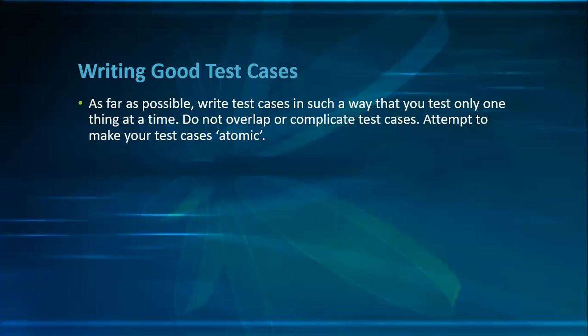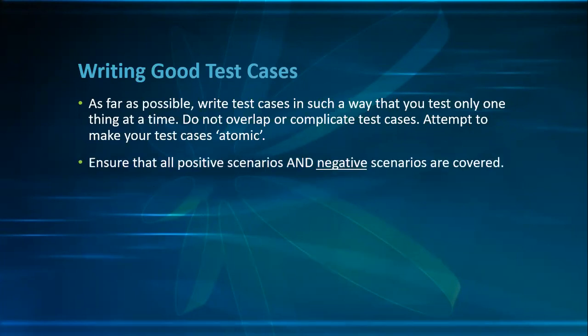Do not overlap or complicate test cases. Attempt to make the test case atomic, just small, little. Make it as simple as possible. That's what the word atomic is. Make it very small, the way an atom is, if you look at it in chemistry, very little. Make it as simple and precise. That's the reason for that.